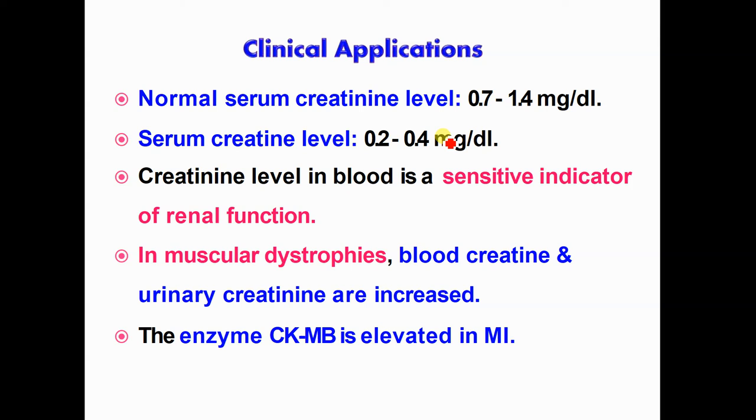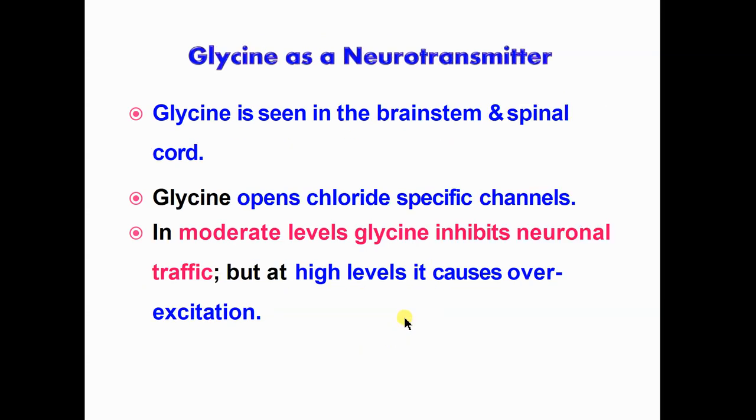And clinical application: normal serum creatine level should be between 0.6 to 1.2 milligram, and the serum creatinine value will be 0.2 to 0.4 milligrams. Creatinine level in the blood is a sensitive indicator of renal function, and in renal dysfunction, blood creatinine and urine creatinine values will increase. The enzyme CK-MB is elevated in myocardial infarction.